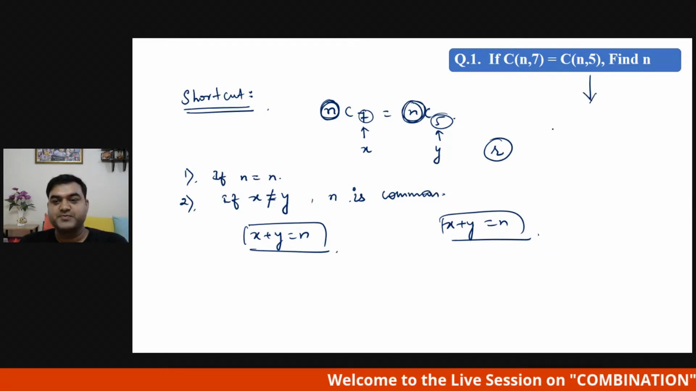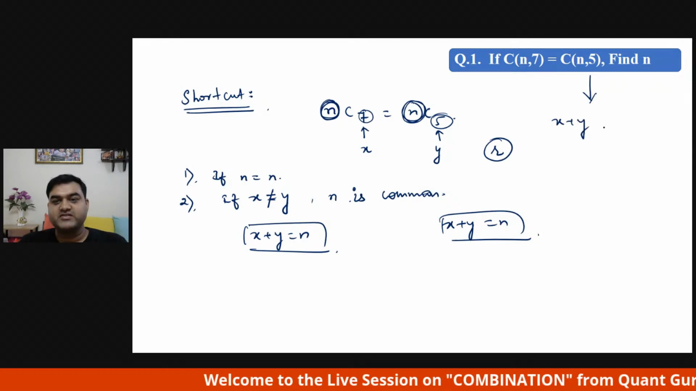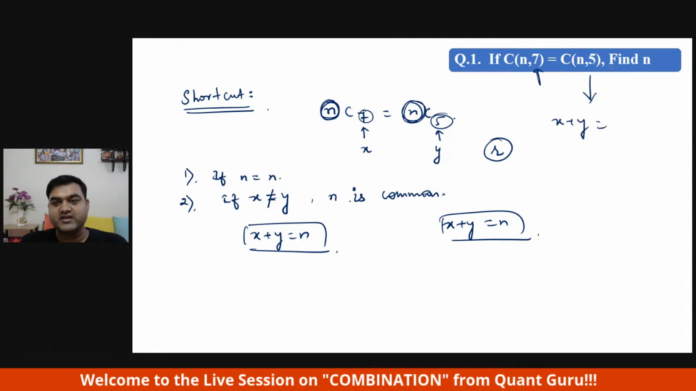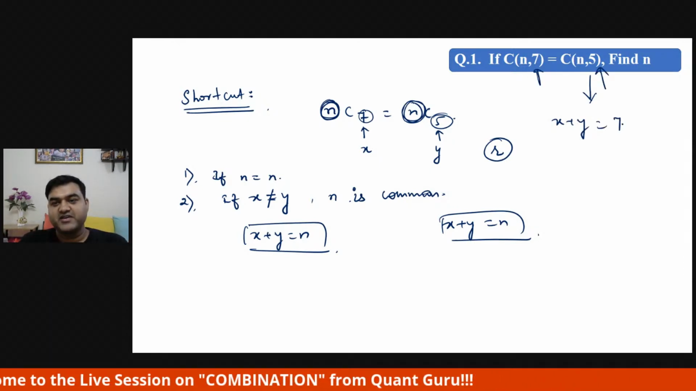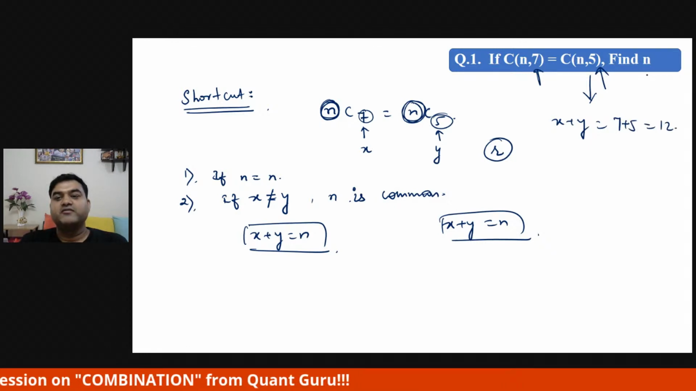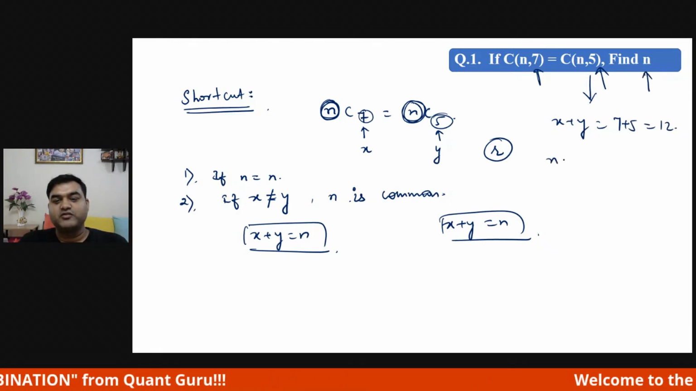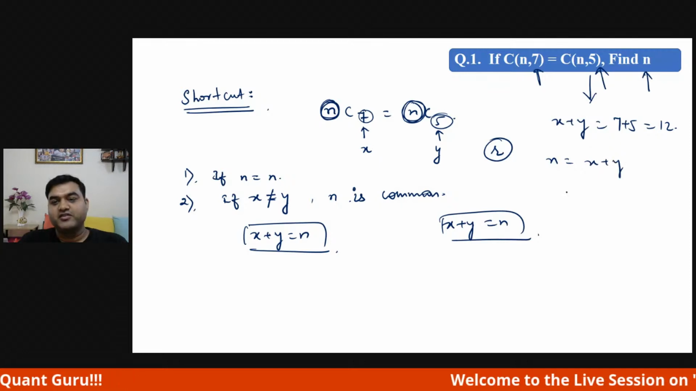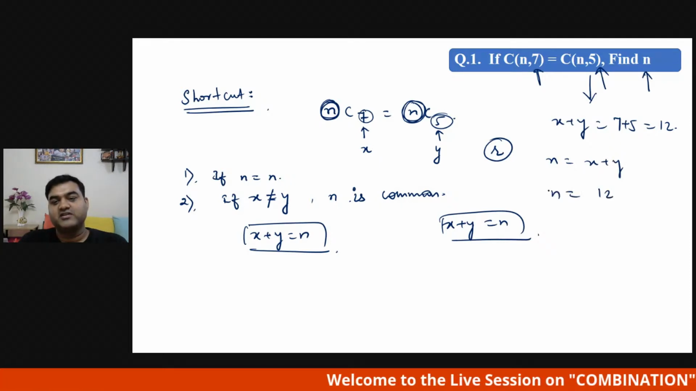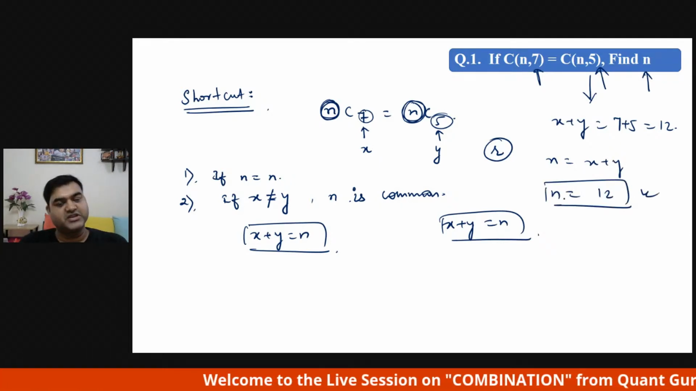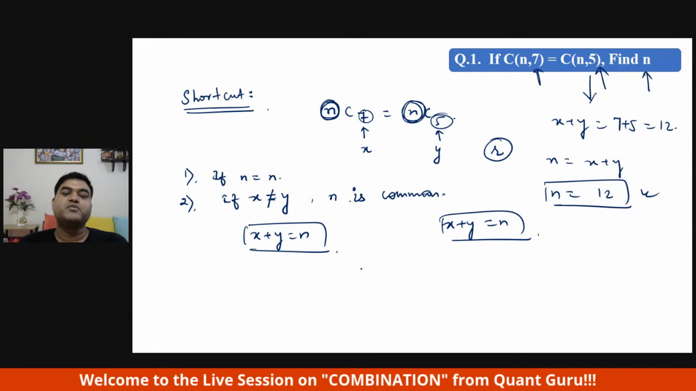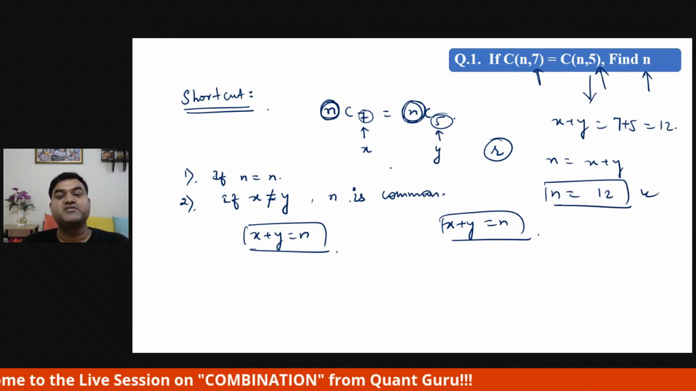What is given? x plus y is how much? This is x and this is y, right? So 7 plus 5, that is equal to 12. We have to find the value of n. n is equal to x plus y, so n is equal to 12, the answer directly. Did we get the same answer last time? Yes, we got the same. So here, if you remember this, it will be a time saver for you.